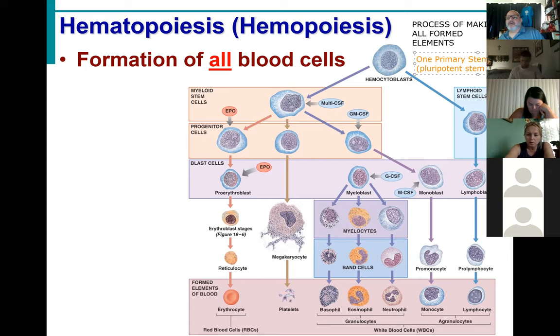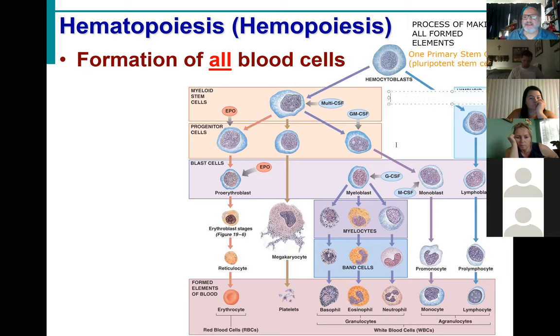Excellent. If I'm looking at this chart correctly, how many secondary stem cells are there? Two. Excellent. So if on the exam instead, I ask you to identify the secondary stem cell, how many correct answers are there to that? Two. There are two. Excellent. They are either this one over here, the myeloid stem cell.